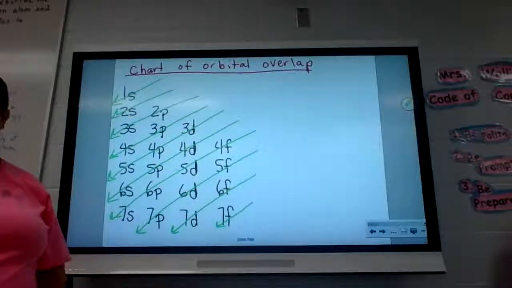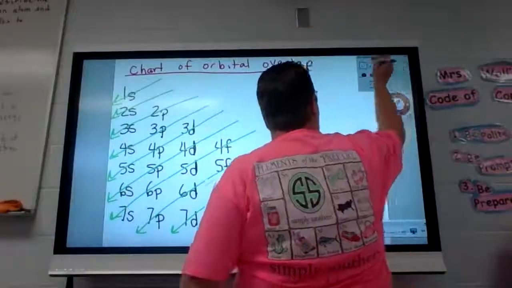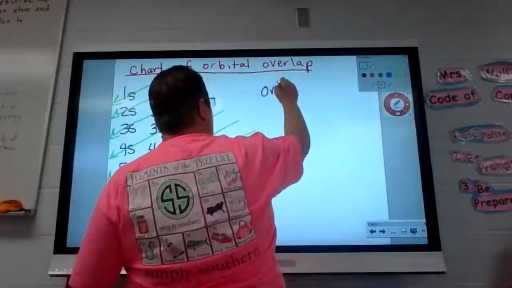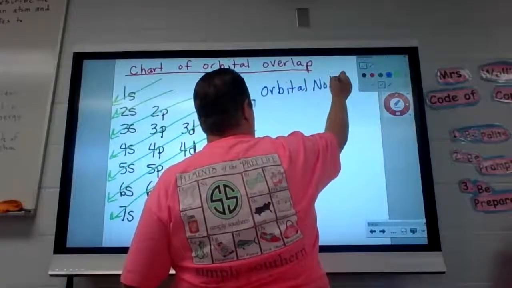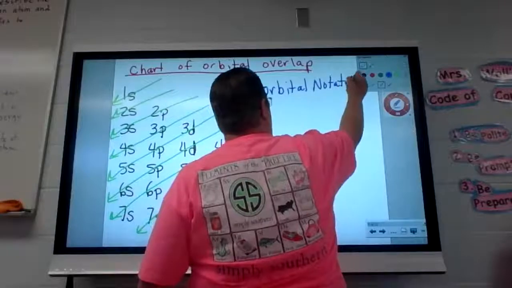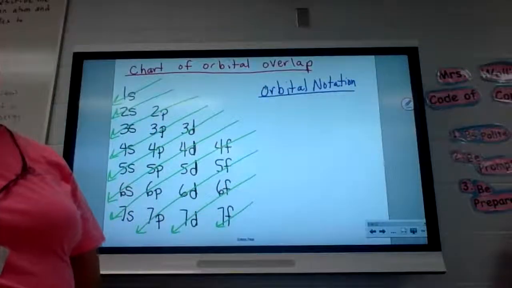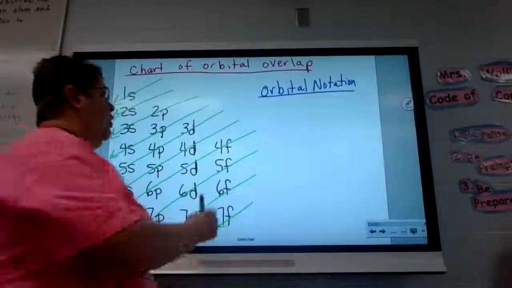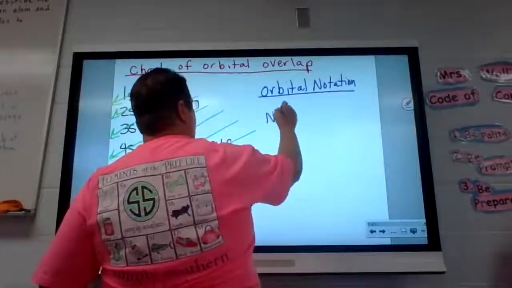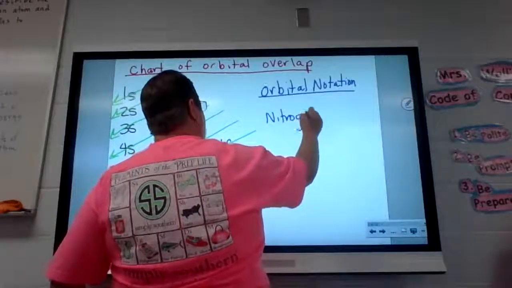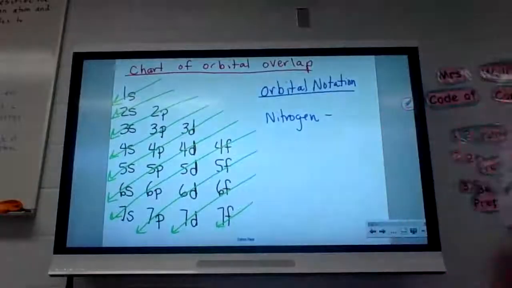Are you okay? Okay. Now, we're going to talk about orbital notation. Orbital notation, I've already told you, shows everything, right? What's the first thing in the chart? That's 1S. So we're going to write 1S. Let's pick an element. Let's do nitrogen. That's a short one. Tell me what number of electrons nitrogen has.